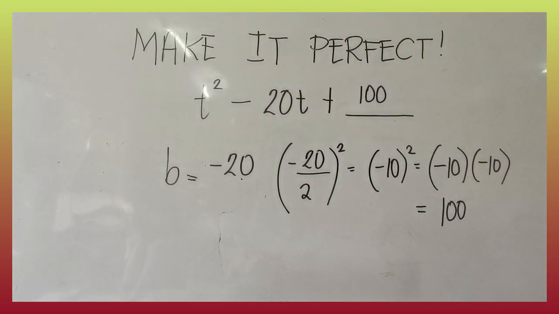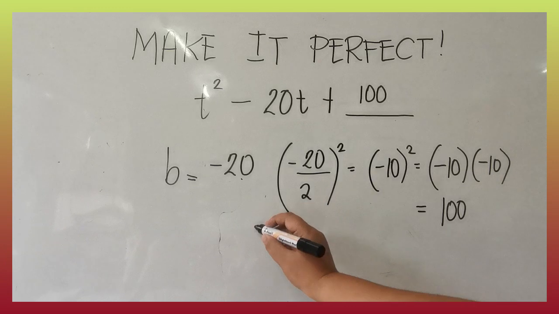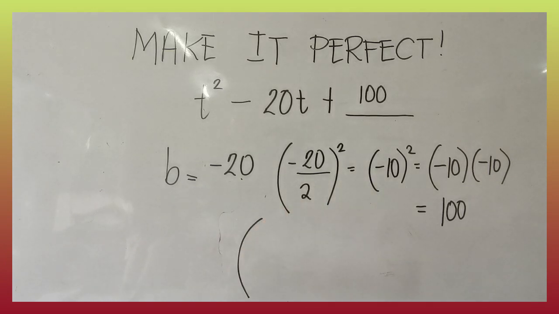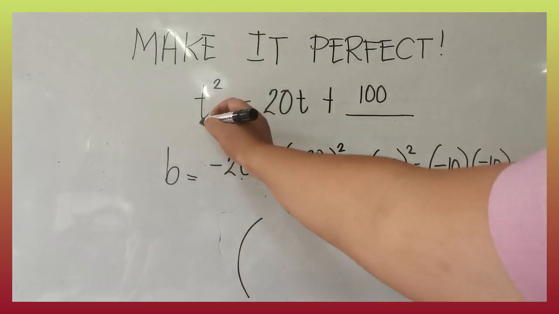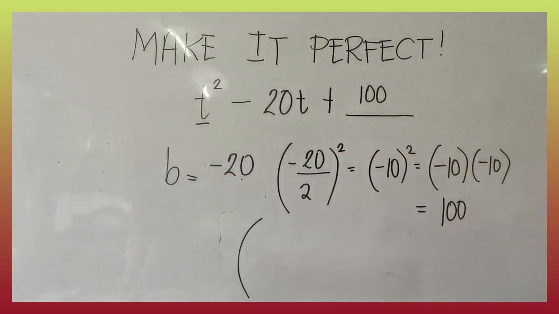We already have an equation that is a perfect square trinomial, which is t squared minus 20t plus 100. Let's proceed to our next goal, which is to find the factor for that equation. So, let's have our quantity. The square root of our first term, which is t squared, is t.